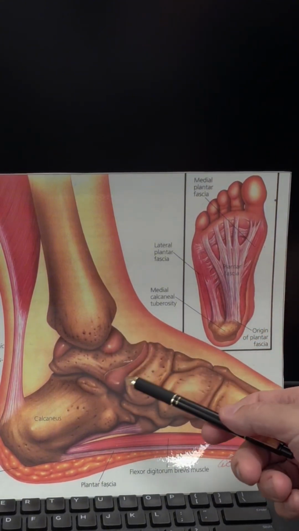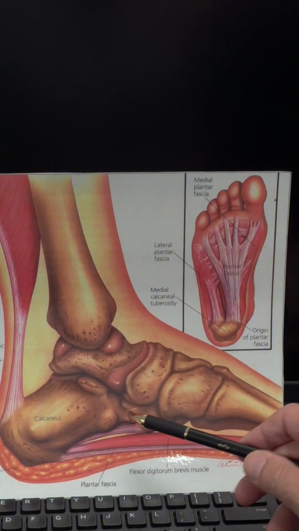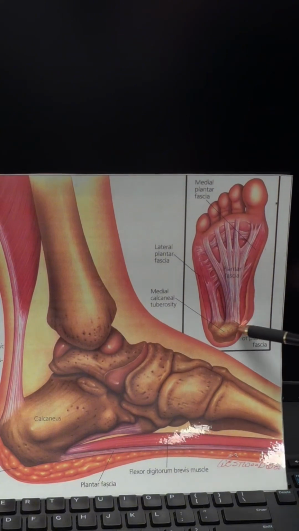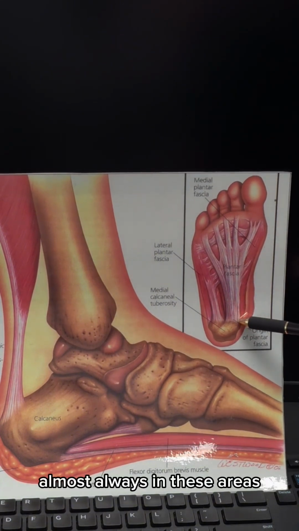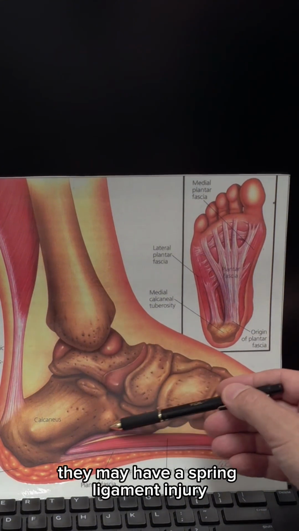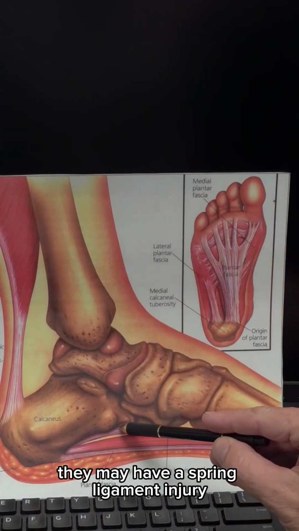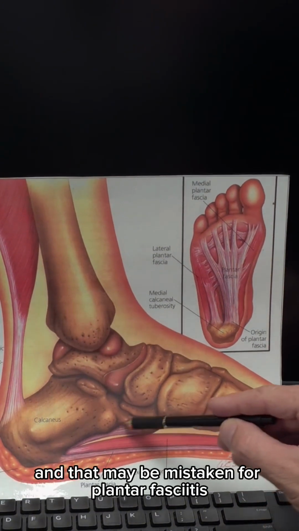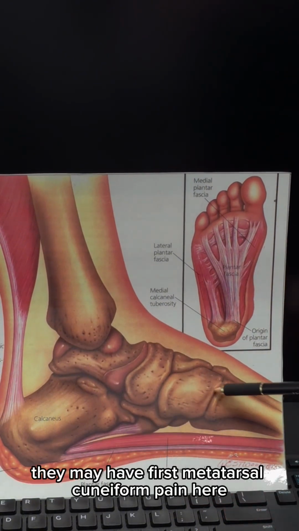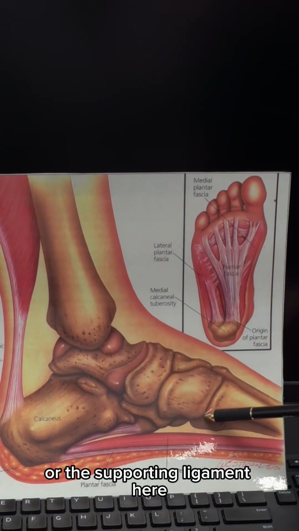One more look at the anatomy, and in understanding the anatomy from this view and this view is asking the patient and finding out, and of course then compressing yourself, where is the pain? Is it here? Here, classic, almost always in these areas. If there is pain up higher, they may have a spring ligament injury, and that may be mistaken for plantar fasciitis. They may have first metatarsal cuneiform pain here, or the supporting ligament here.